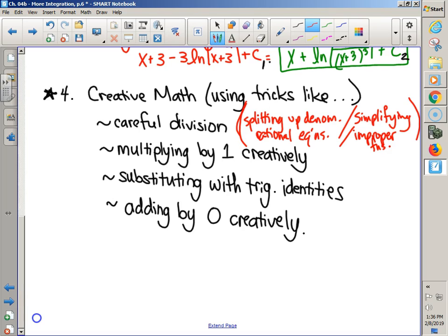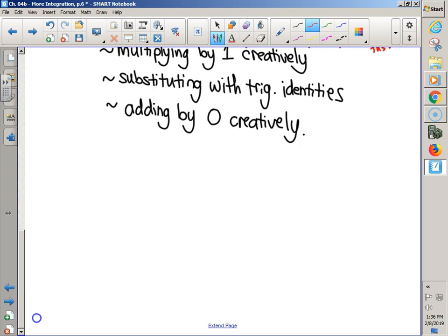Adding by 0 creatively. Ooh, you guys want to see an example of this one? A BC example of adding by 0 creatively? Actually, it might not even be a BC example. What if I was to give you something like, oh, in period 1, I was able to do this. I didn't do an example like it. Okay, what if I gave you something like this?